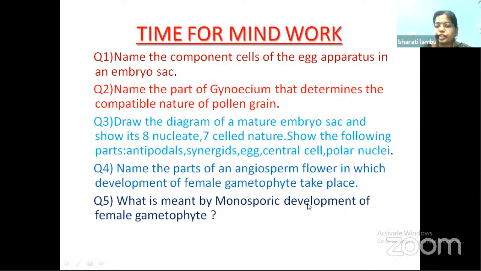What is meant by monosporic development of the female gametophyte? Monosporic development means the embryo sac, or the female gametophyte, develops from one functional megaspore. What is the nature of the megaspore here? It is haploid. So the embryo sac is also haploid. The formation of the embryo sac from one megaspore is called monosporic development. An example for this is Polygonum.